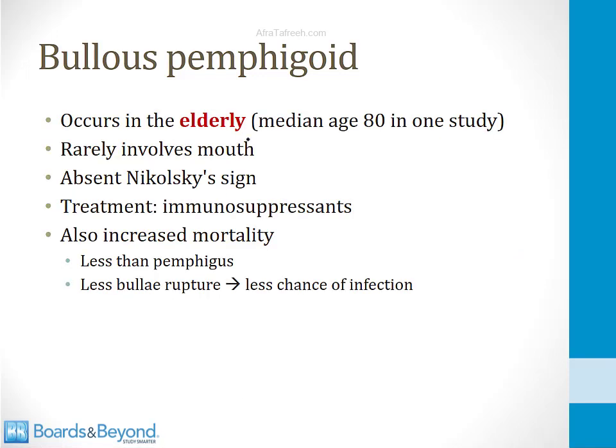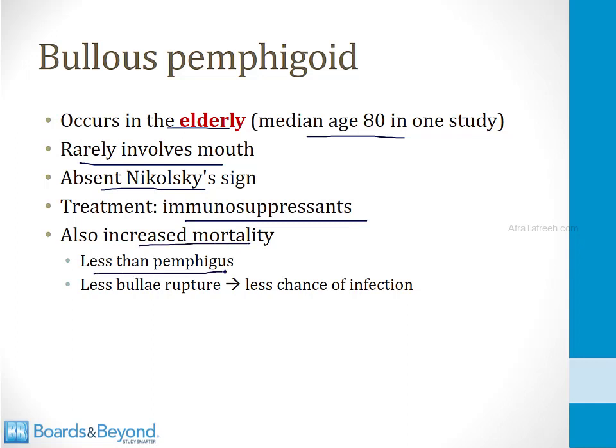This is largely a disorder of the elderly. The median age in one study was 80 years old, so it's going to be an elderly person in a board question. This rarely involves the mouth, which, as I told you before, is typical of pemphigus vulgaris. In addition, there is no Nikolsky sign in bullous pemphigoid. This is treated similarly to pemphigus vulgaris with immunosuppressants, and it also carries an increased mortality. However, the mortality increase is less compared with pemphigus, and that's because the bullae do not rupture as often, so there's less chance of infection compared with pemphigus vulgaris.